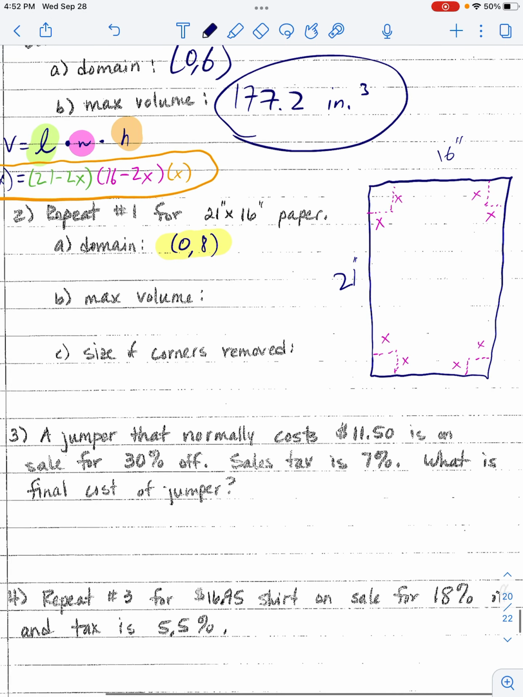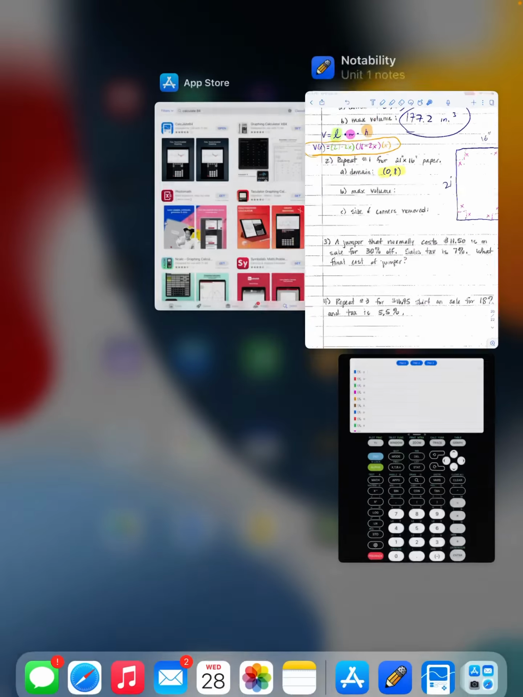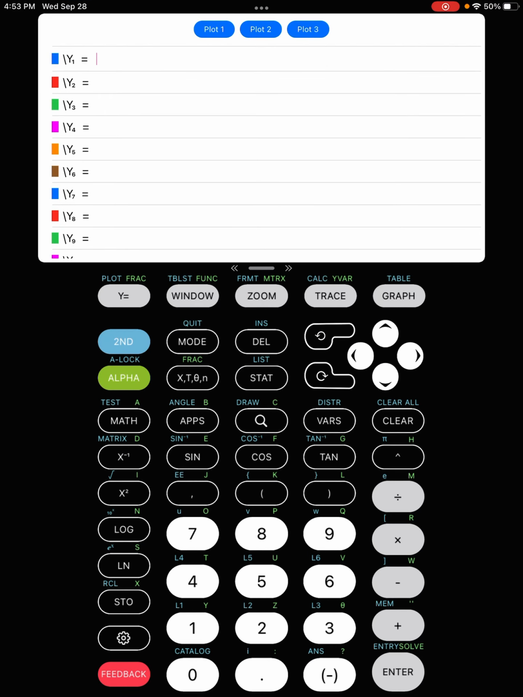All right, max volume. Here's how we find this. Let me write this function down on paper real quick so I can remember what to put in my calculator. There we go. We're going to take this function, v of x, and graph it in my calculator. Good news, I finally got Calculate 84 on my iPad, long time coming.